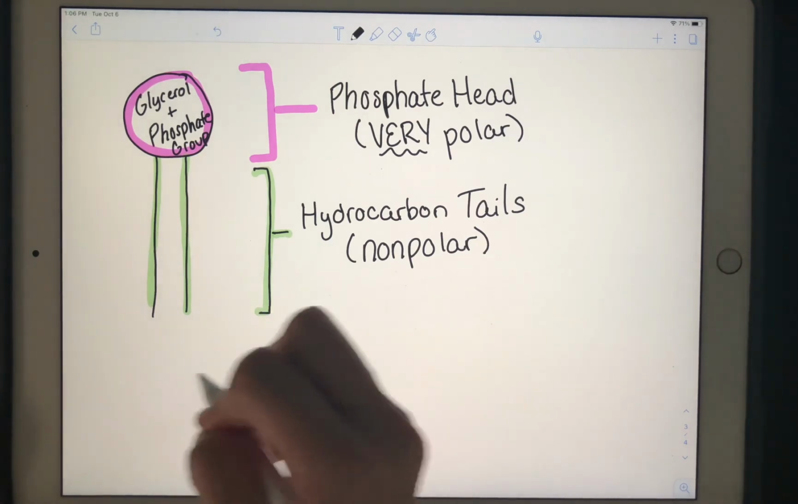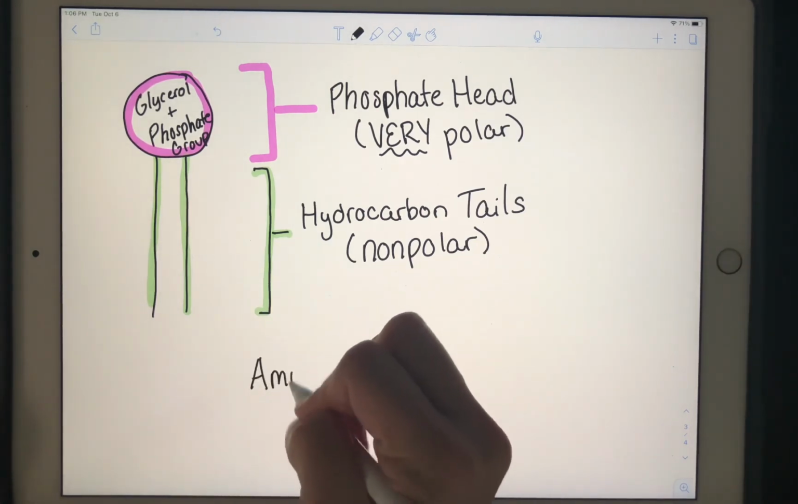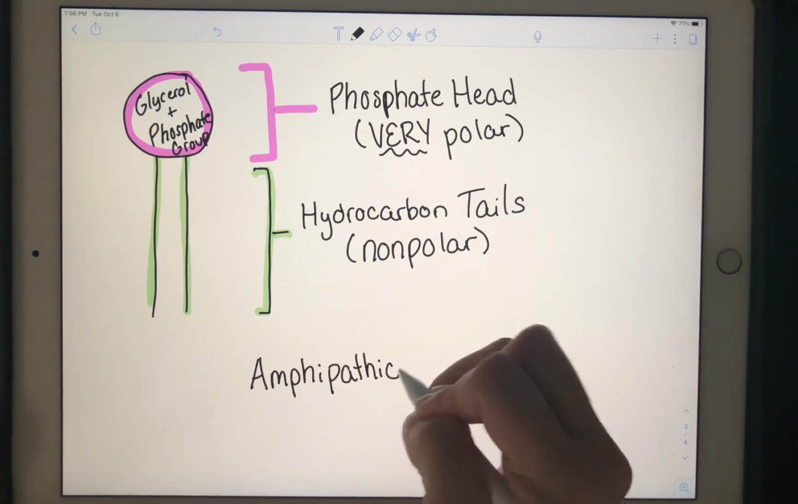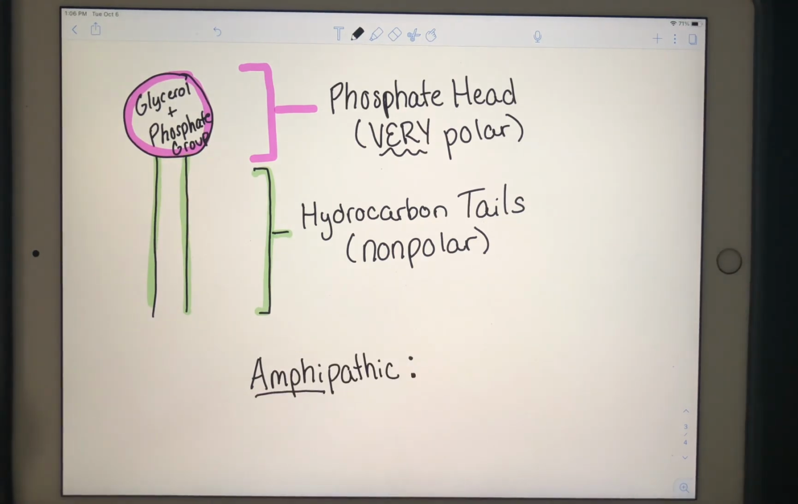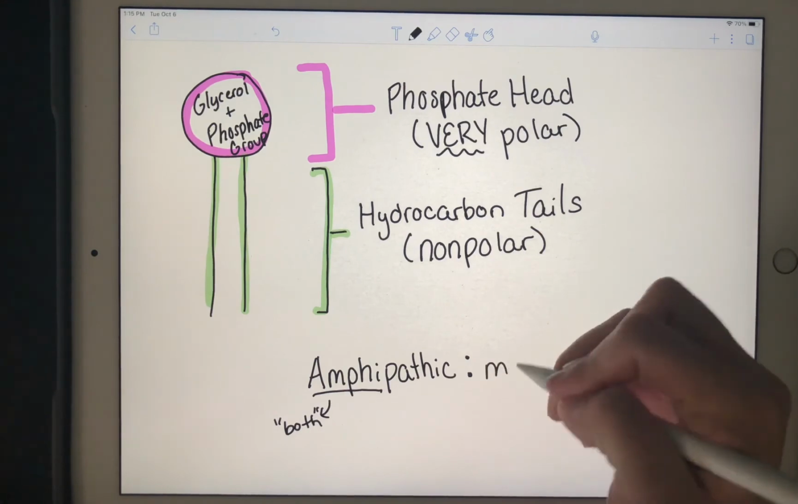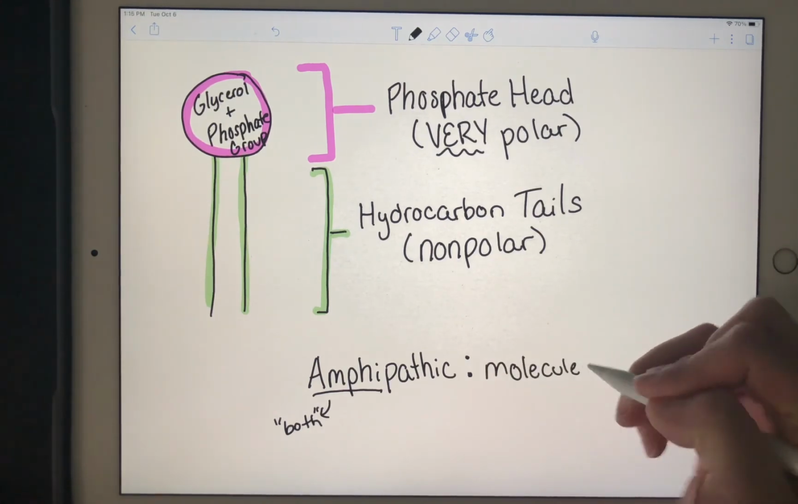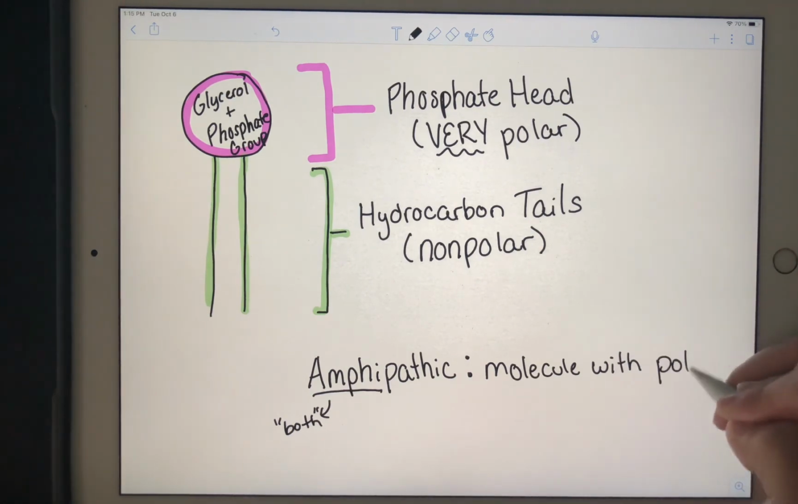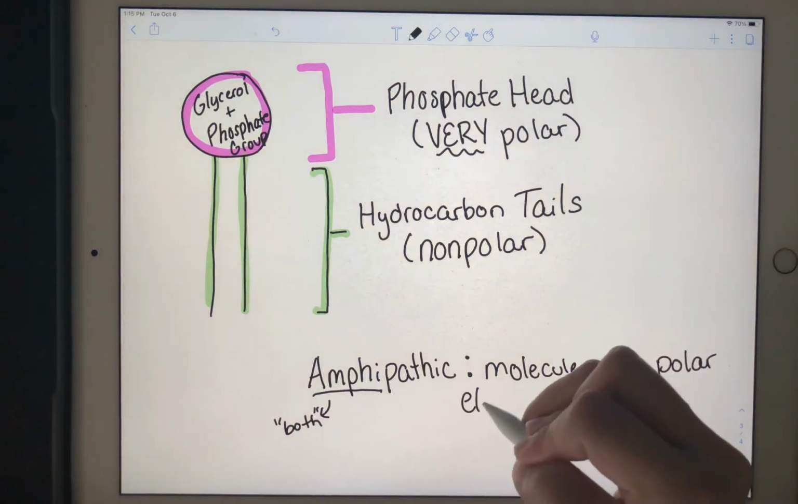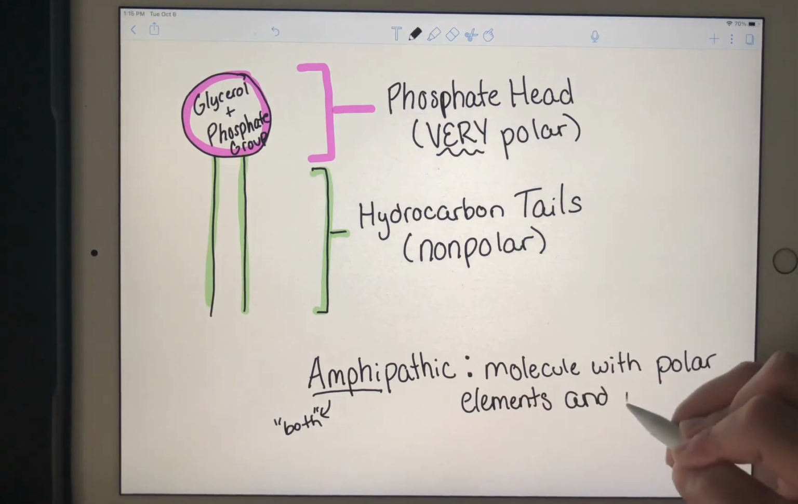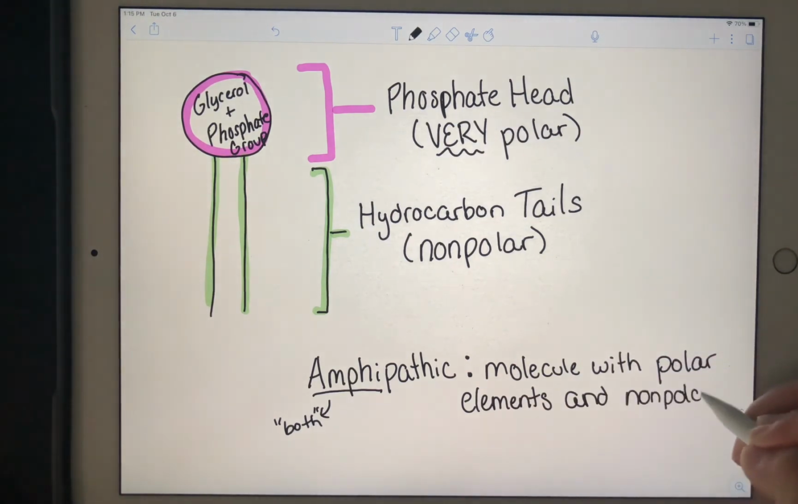Those molecules are called amphipathic. The prefix amphi means both. What it means is that you have a molecule with polar elements and non-polar elements.